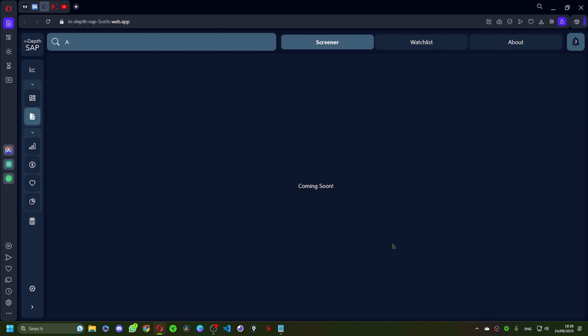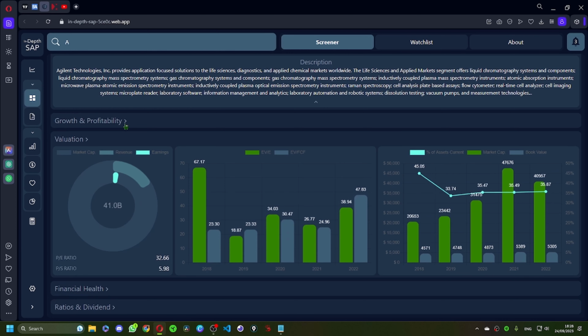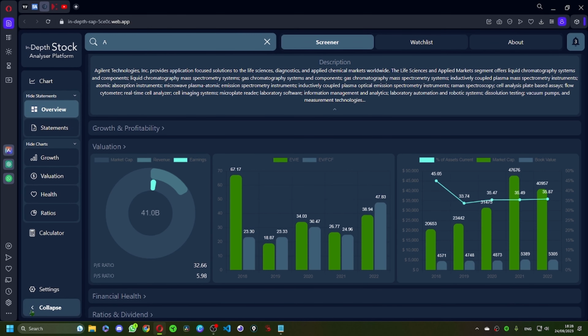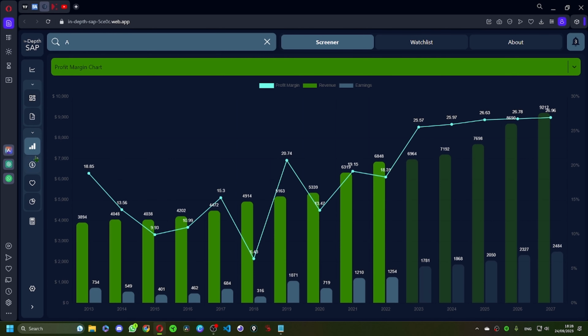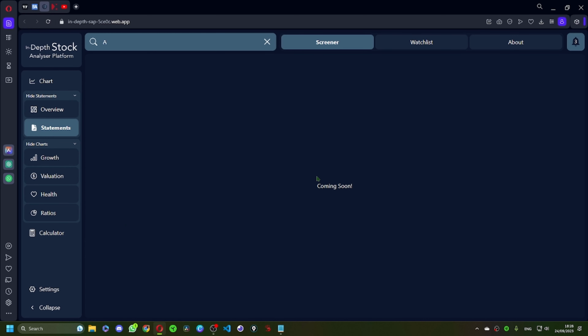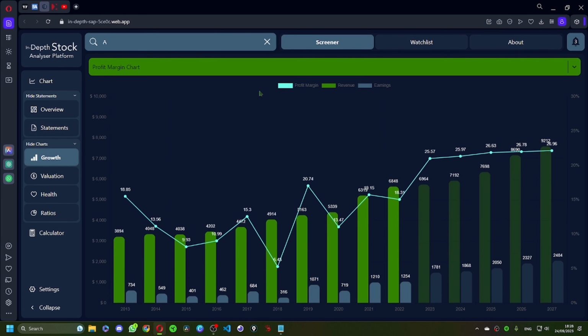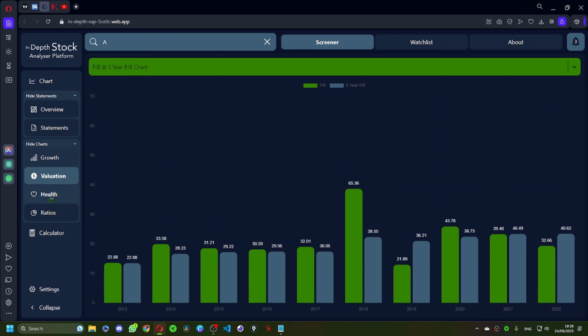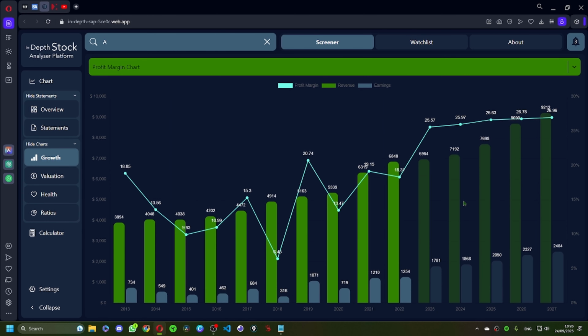Now, some of the things are not yet finished, like for example, here in the overview, only the valuation is finished. However, I am working on that. But the charts are already finished, so we can go ahead and look at all the charts. I will also add statements, so the income statement, balance sheet, all of those, I'm working on that. However, they're basically already in all of these charts. So let's take a look at these charts and what to look at when we analyze these companies.